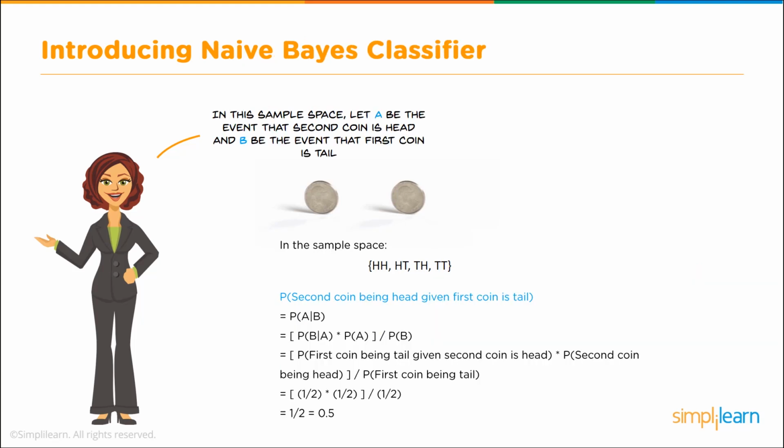In this sample space, let A be the event that the second coin is heads and B be the event that the first coin is tails. Again, we reversed it because we want to know what the second event is going to be, so we're focusing on A. We write that as the probability of A given B, and from our formula that equals the probability of B given A times the probability of A over the probability of B.